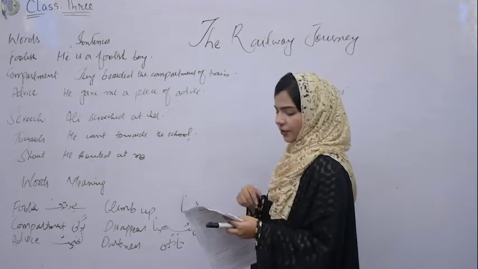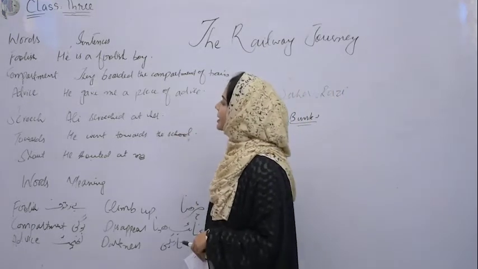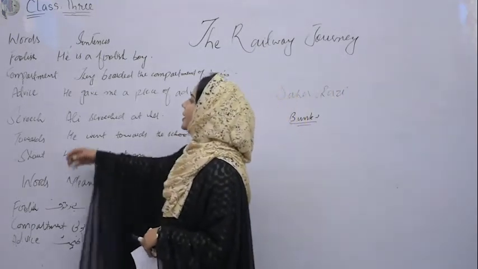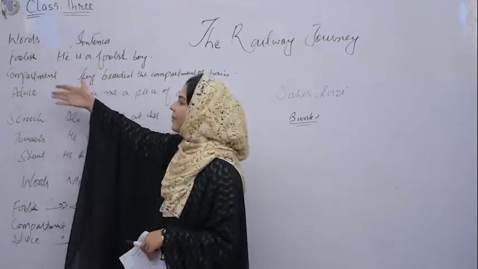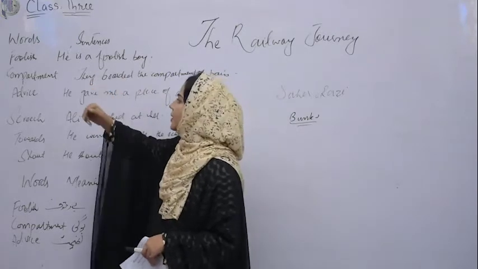First thing that is on your notes as well, word sentences. Let me tell you the words, their meanings and then sentences. First word is foolish. Foolish means bevkoof. He is a foolish boy. You can make any sentence yourself. This is a so easy word.